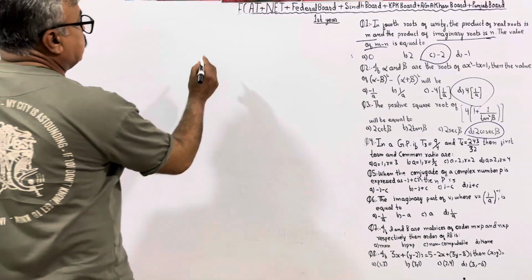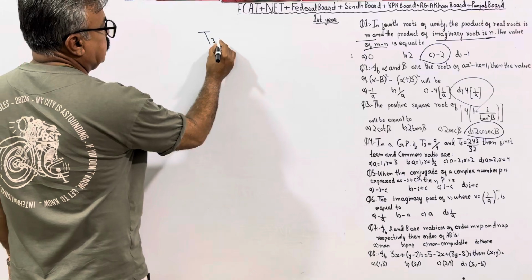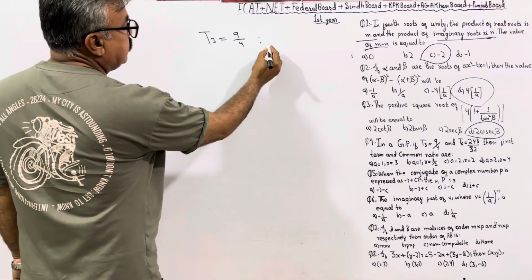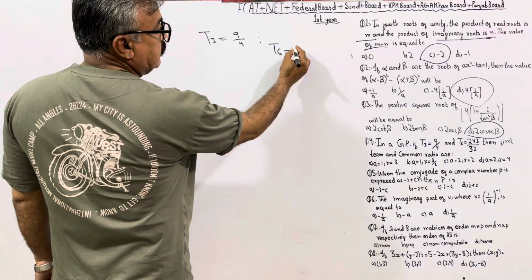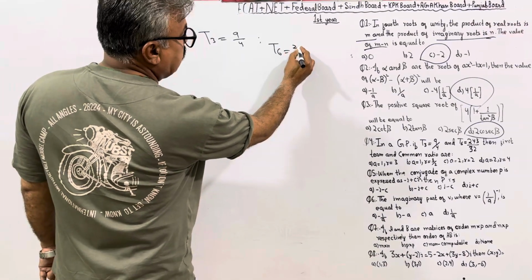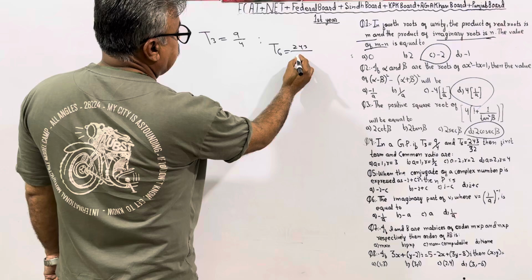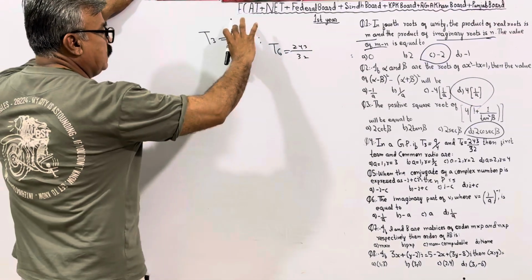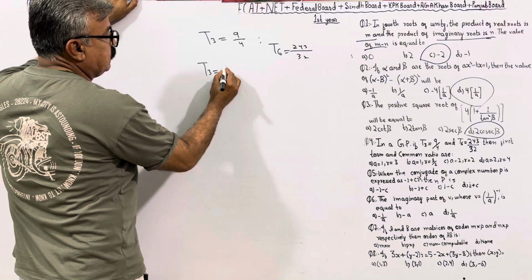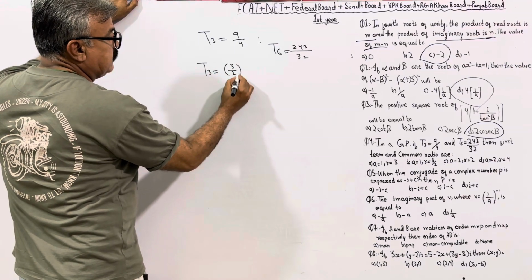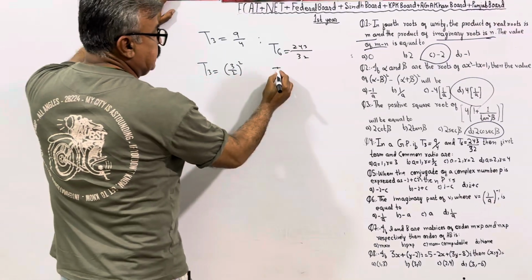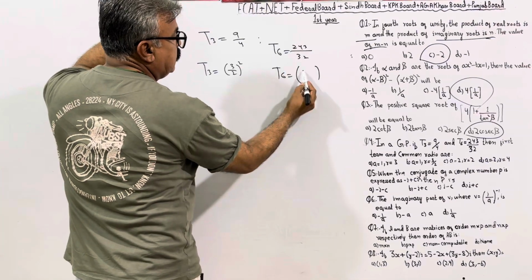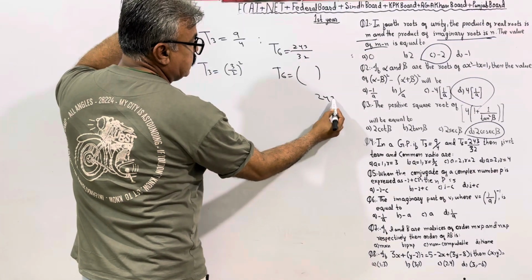Really very easy one. T3 is 9 over 4, and T6 is 243 over 32. 9 over 4 can be written as (3 over 2) square. And what about this T6? These are simple powers. Factorize 243.